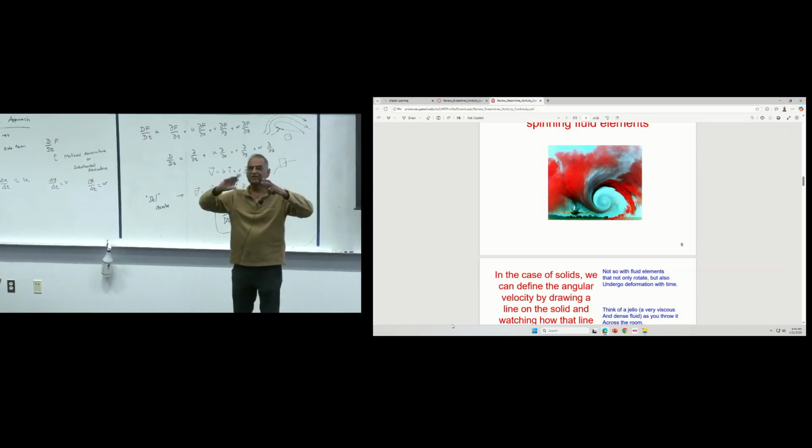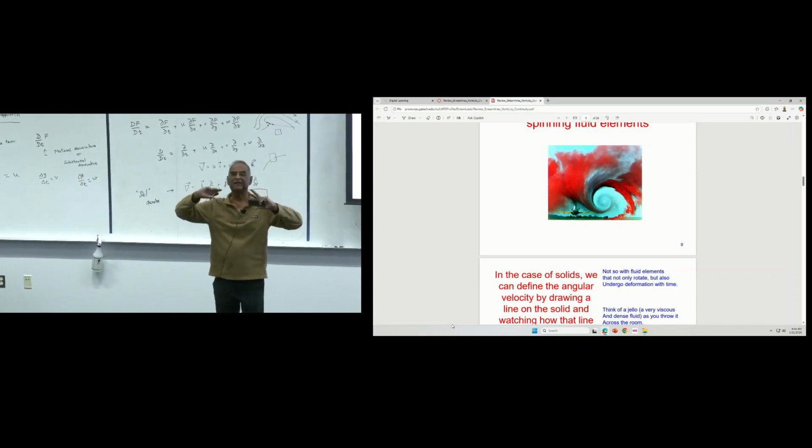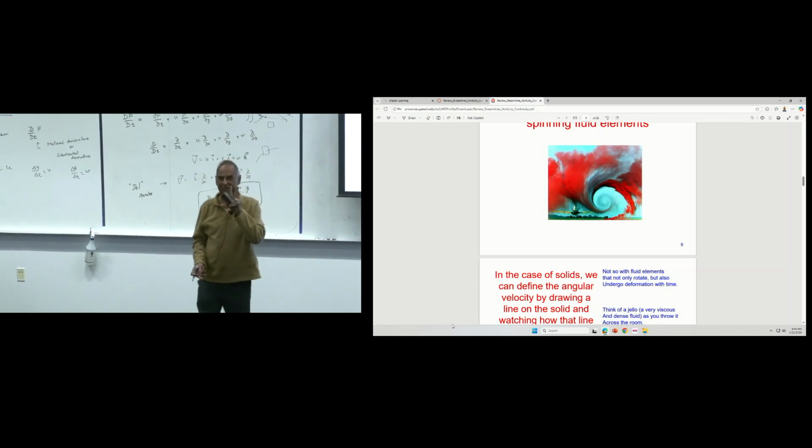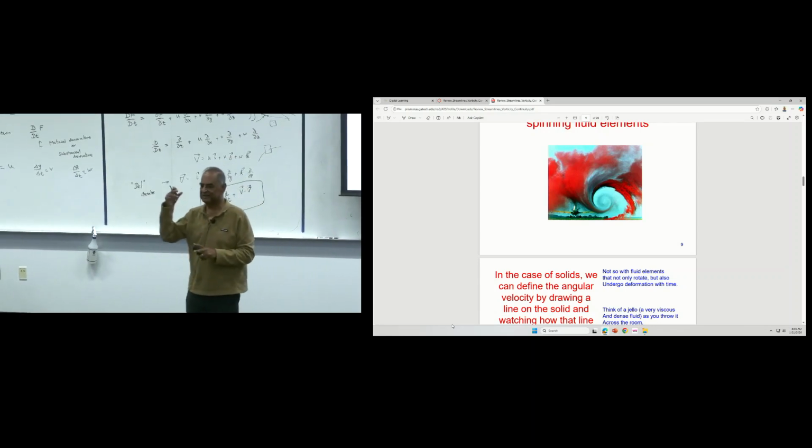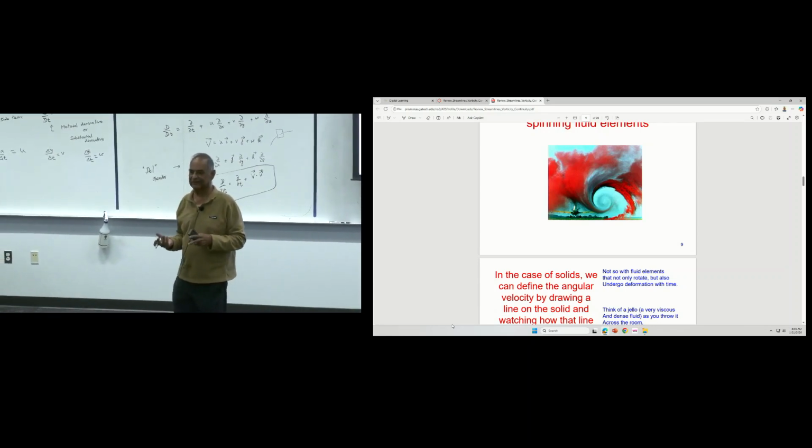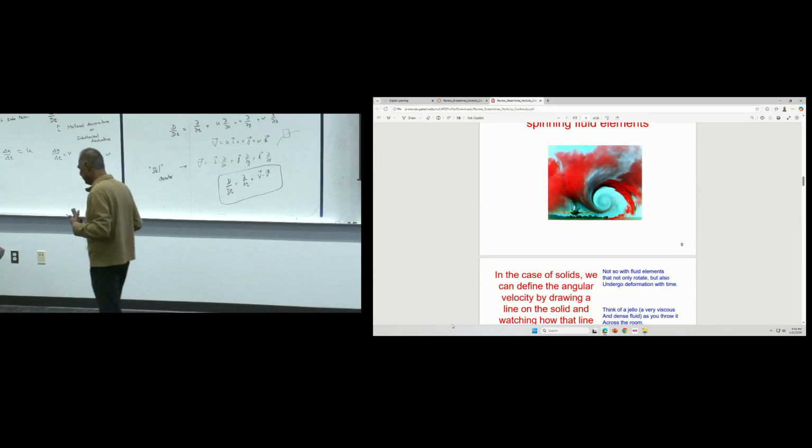We want to know how does it rotate. If so, what is the angular velocity? We want to multiply by 2. That's the vorticity. Okay, so that's what we want to find.